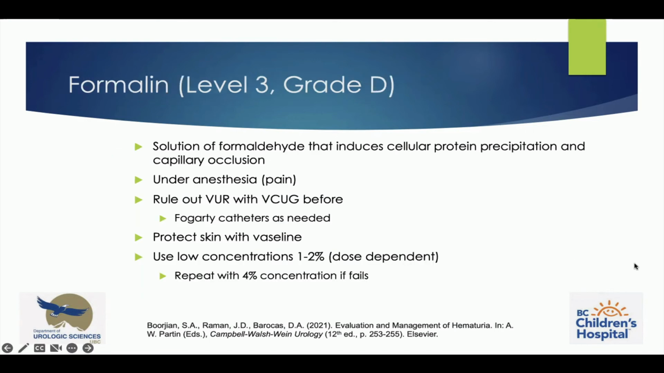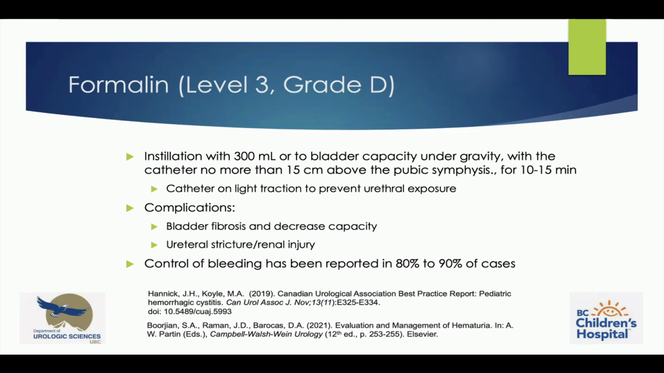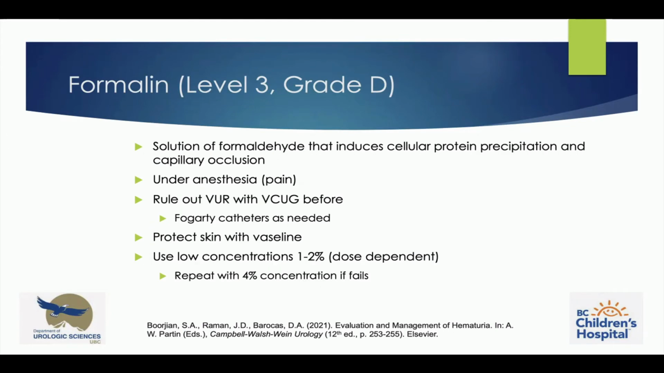Then we can use formalin, which is a level 3 grade D recommendation. This is a solution of formaldehyde that induces cellular protein precipitation and capillary occlusion. We have to do that procedure under anesthesia because it causes significant pain. What's important is to rule out reflux with a VCUG before.